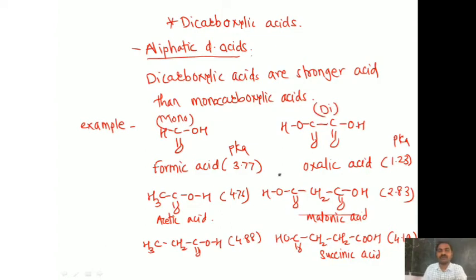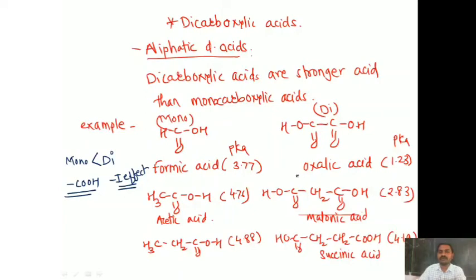So if you see the pK values of mono and di, it is clear that mono are less acidic than dicarboxylic acids. Okay, and because in dicarboxylic acid there is one more COOH present, which exerts minus I effect. So due to minus I effect of this additional COOH, the dicarboxylic acids are stronger acids than monocarboxylic acid.